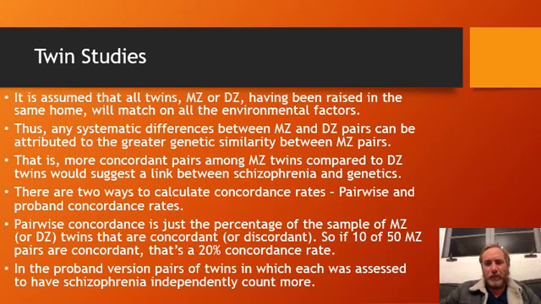There are two different ways to calculate concordance rates. It's not super important for us, right? Pairwise is the easiest to make sense of. That's just the percentage of the sample of either the MZ or the DZ twins that are concordant or discordant. So, for example, if there's a sample of 50 MZ pairs and 10 of them are concordant, then that's a 20% concordance rate. So that should make sense. The proband version places more weight on pairs where each one was assessed to have schizophrenia independently. And in the study we're going to see, we'll use proband rates. Don't worry about it. Just think of it again as basically what percentage, right, are concordant pairs. That's the main thing.